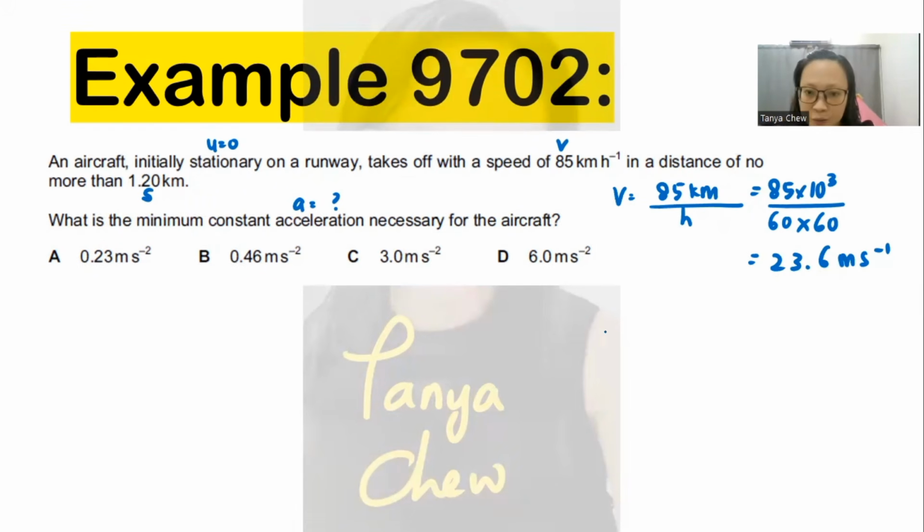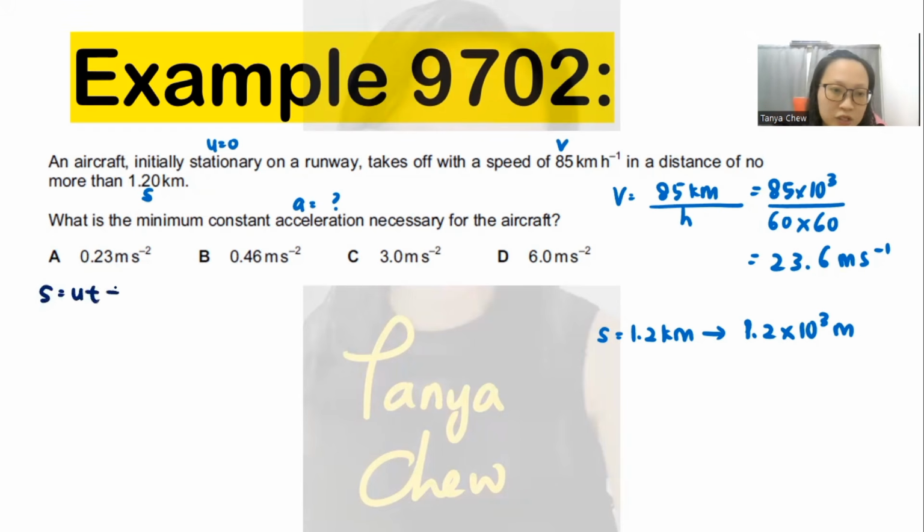And what about the distance, which is 1.2 kilometer? I'm going to convert to meter. So you can put 1.2 times 10 to the power of 3 meter, or 1.2 times 1,000 meter. It doesn't matter. And the next step is to write down the equation that is related to acceleration. So this is definitely a kinematics equation. So I'm going to write down s equals ut plus half at squared, v equals u plus at, and v squared equals u squared plus 2as.